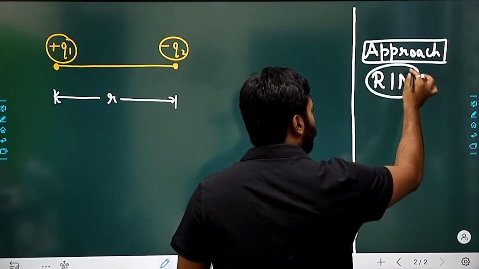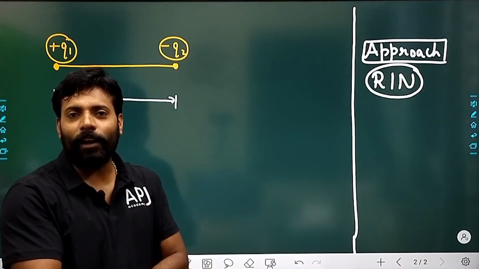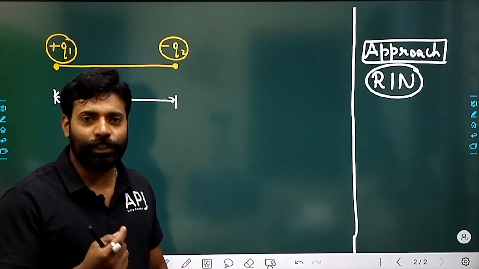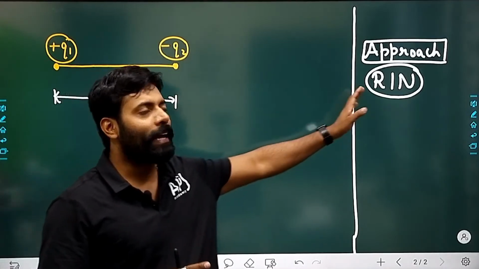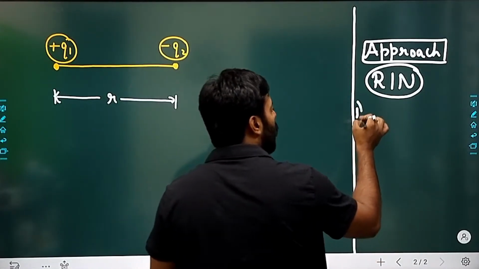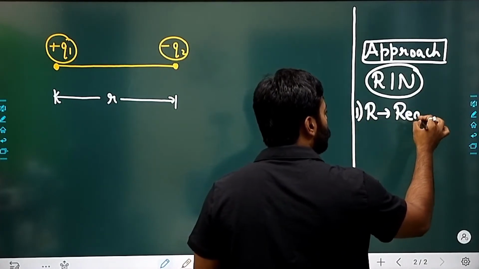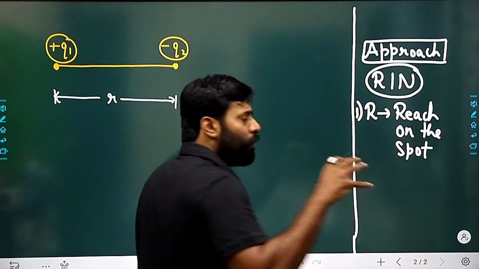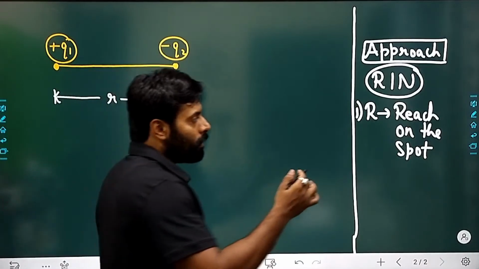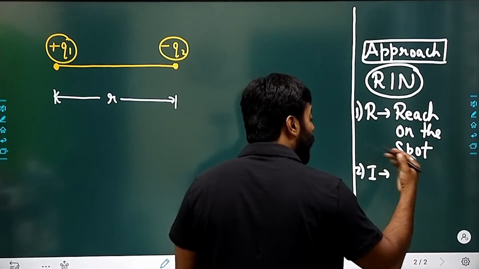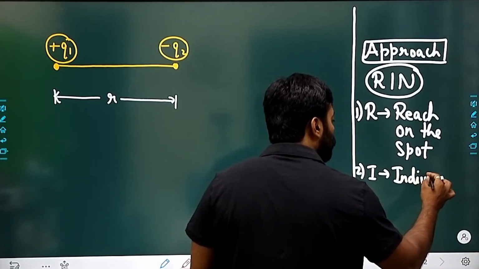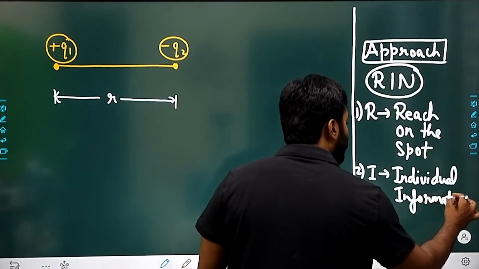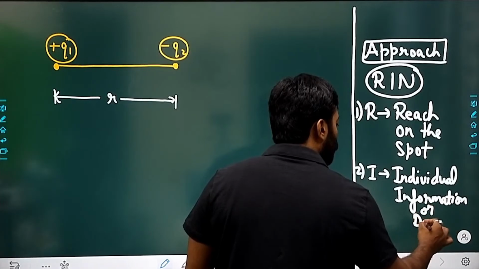It is RIN. You must have seen the ad of Rin soap, right? So whenever you have some difficulties in solving the questions or numericals related to physics, you have to apply this concept. The RIN stands for: R stands for reach on the spot, means you have to reach there where you have to get the data. The I stands for you have to find out the individual information or the individual data. This is very important.